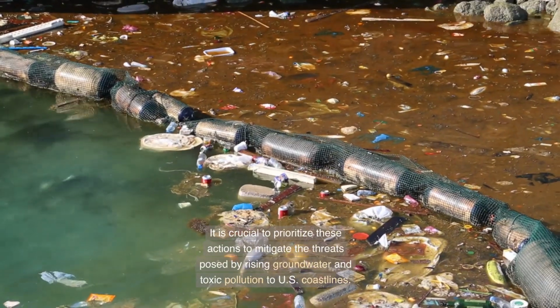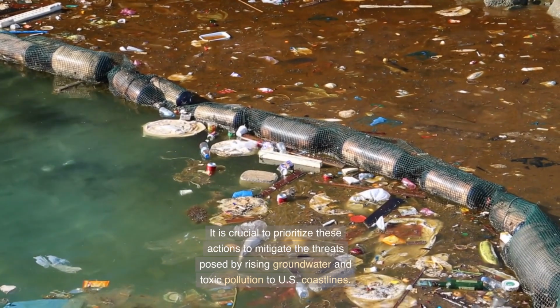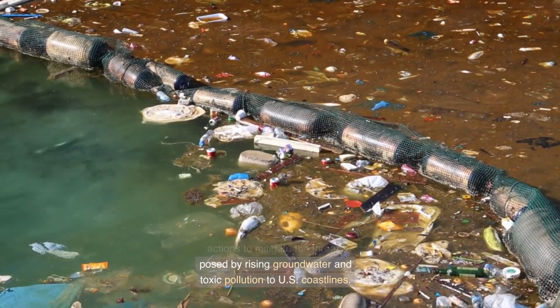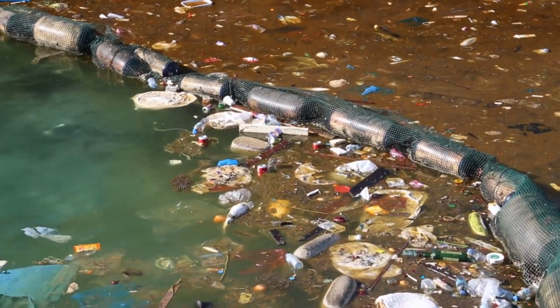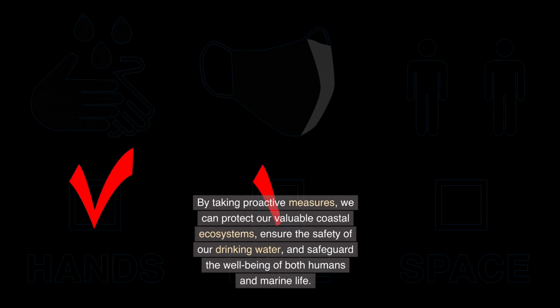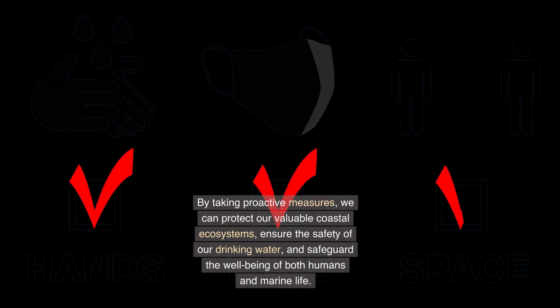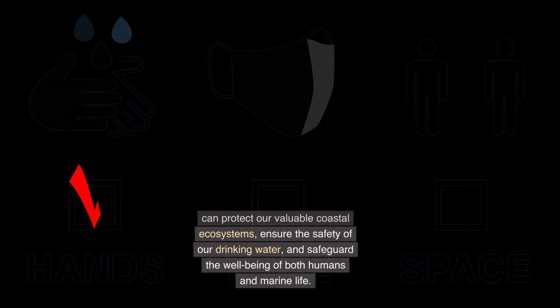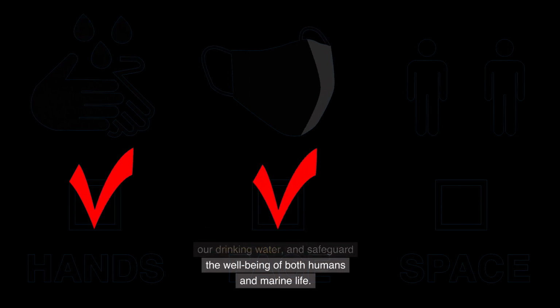It is crucial to prioritize these actions to mitigate the threats posed by rising groundwater and toxic pollution to U.S. coastlines. By taking proactive measures, we can protect our valuable coastal ecosystems, ensure the safety of our drinking water, and safeguard the well-being of both humans and marine life.